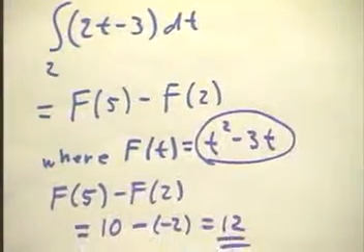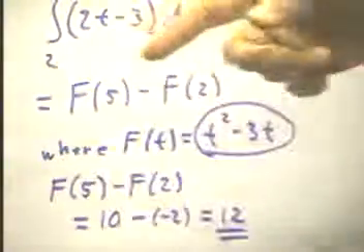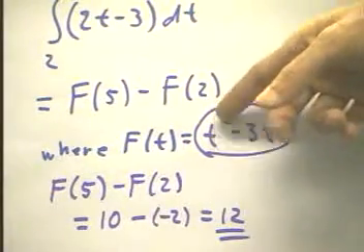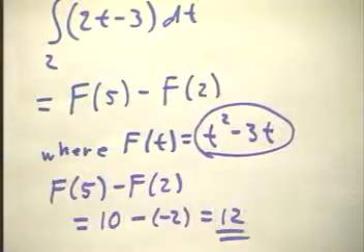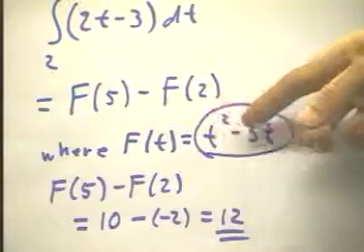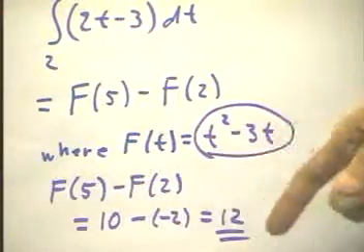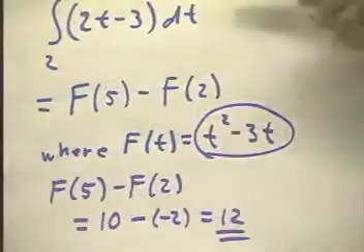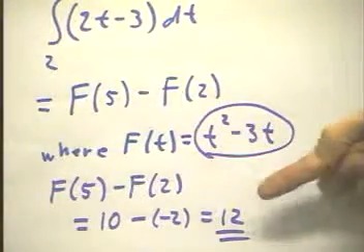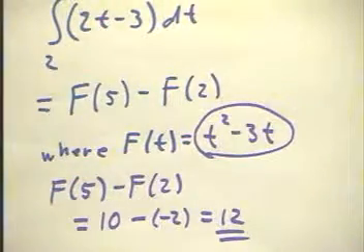Well, we said a minute ago that the area under that curve had to be 12. What's F of 5? Plug in 5, t squared is 25, 3t is 15, 25 minus 15 is 10. Plug in 2, we have 4 minus 6, or negative 2. 10 minus negative 2 is 12. So the fundamental theorem of calculus gives us the same result that common sense with the average rate of a linear function gave us.